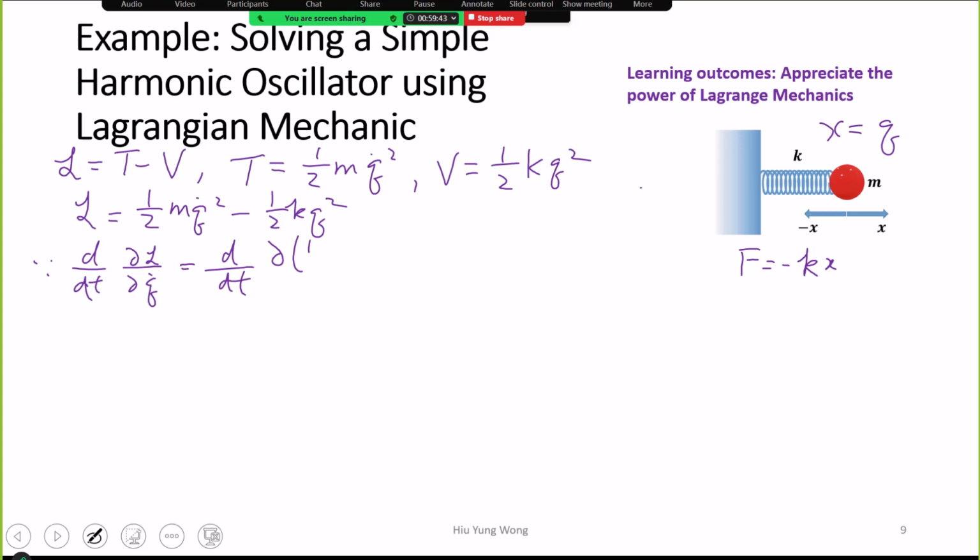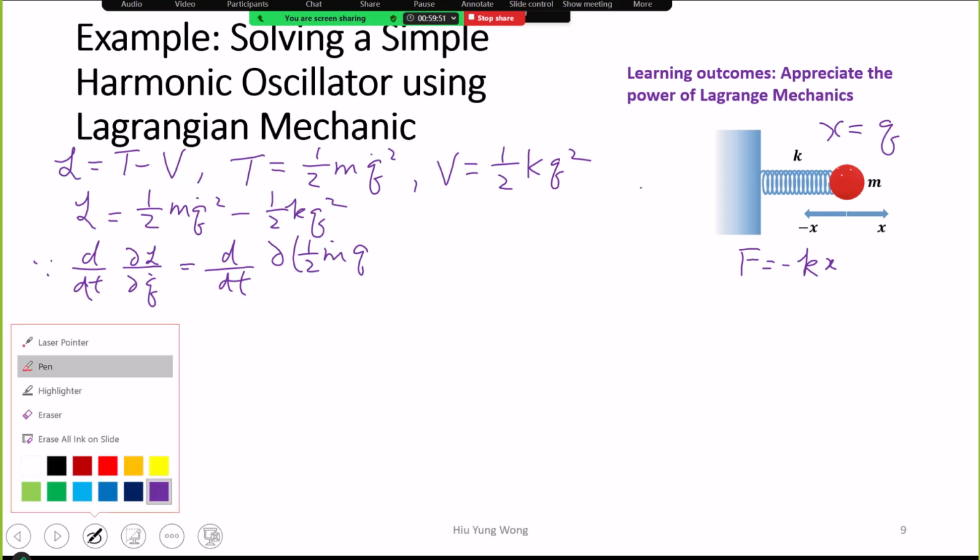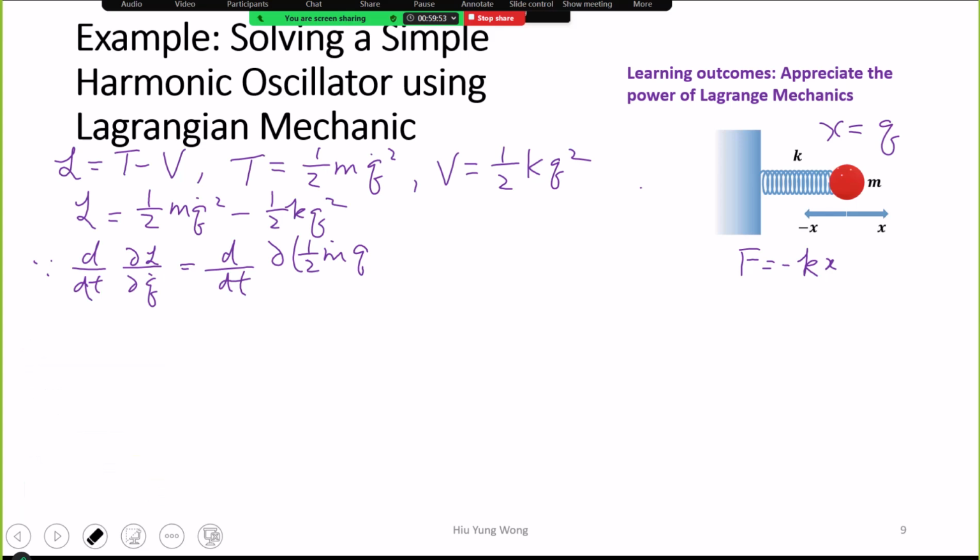Half m q dot, not m dot q dot, square, minus 1 over 2 k q square, partial q dot. Are you okay with what I'm doing here? I just want to evaluate this term. I substitute L. Now I have two terms. What is the first term?